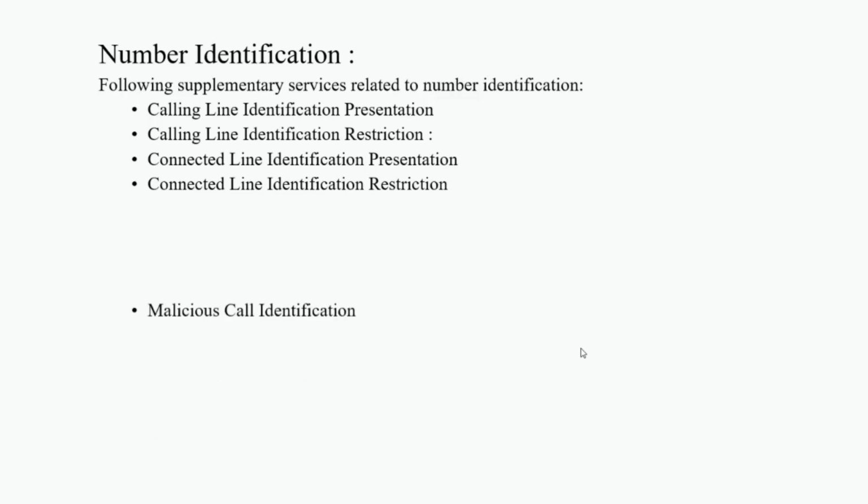Malicious call identification. The malicious call identification service was provided to combat the problem of obscene or annoying calls. The victim should subscribe to this service and then they could cause malicious calls to be identified in the GSM network using a simple command.